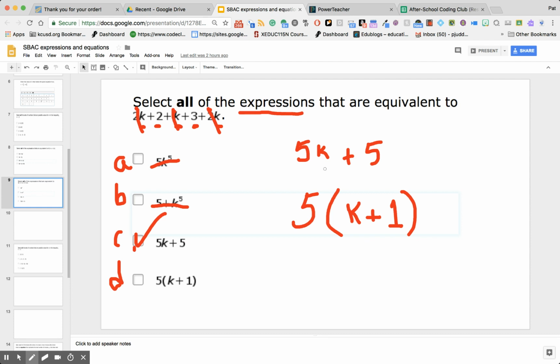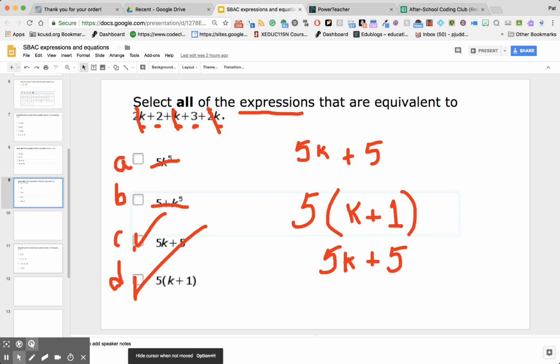But is this the same thing as this? This is the distributive property. So 5 times k is 5k plus 5 times 1 is 5. And sure enough, it is the same thing. So this one also is a true statement.